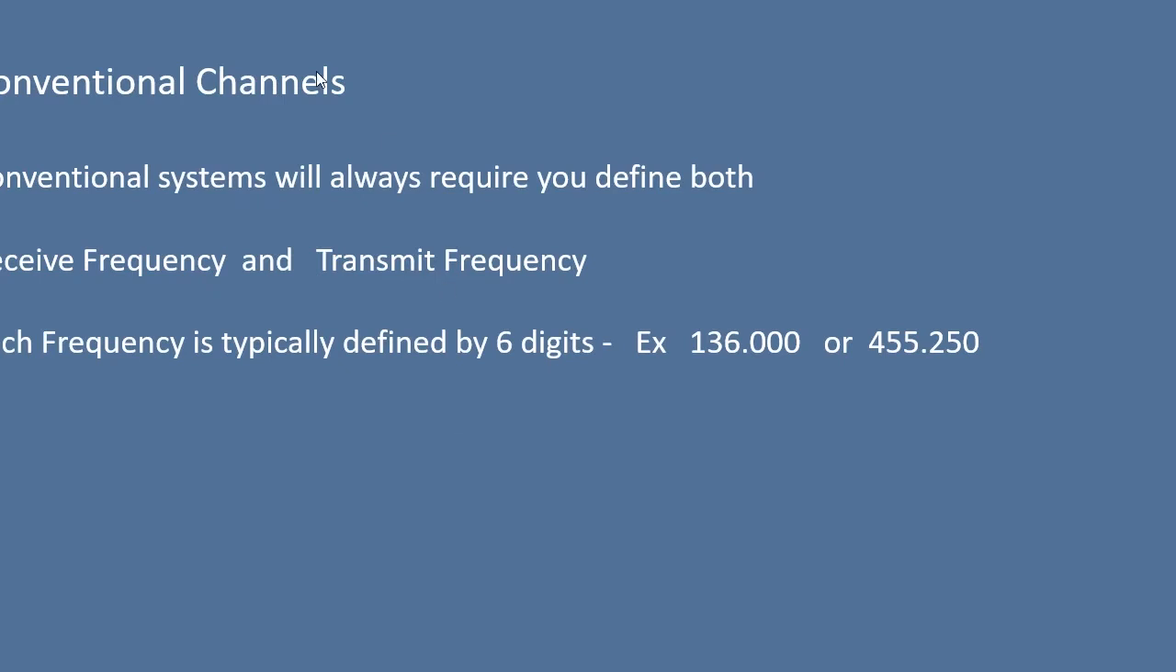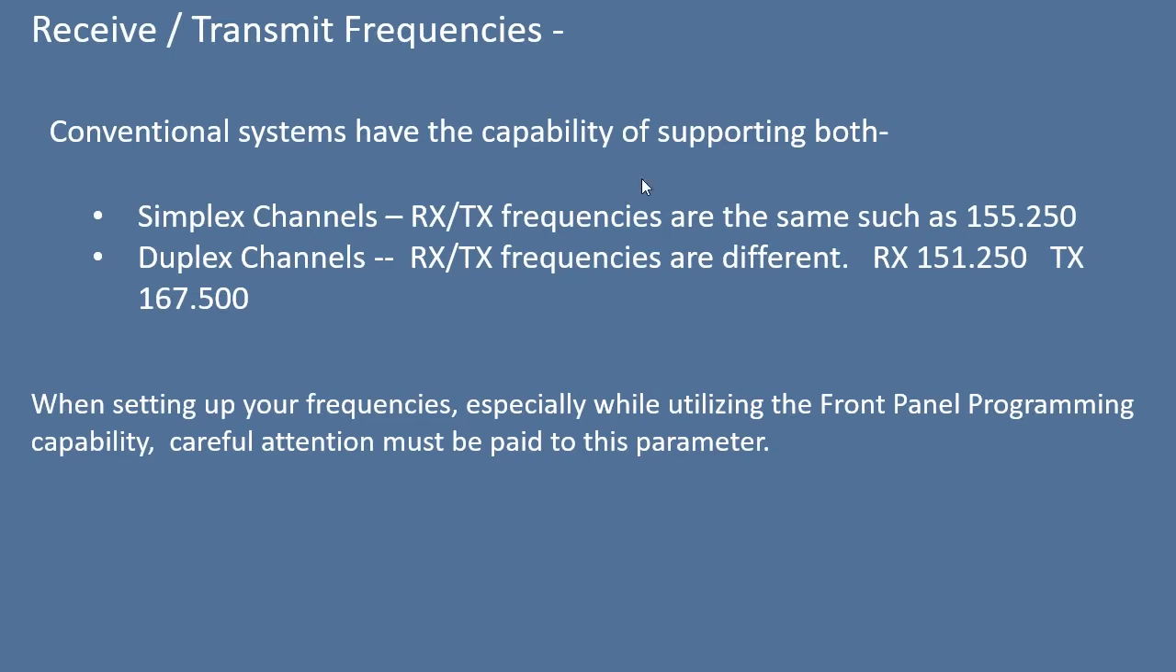So when we're setting up our channels, we're setting up our conventional channels as we've discussed earlier. Conventional systems always require you to define a receive frequency and a transmit frequency for your channel. Each frequency is typically 6 digits. So 1, 2, 3, 4, 5, 6, and we're going to do that twice. We're entering 12 numbers. It's very easy to transpose a digit, so be careful when we're building our frequencies and double check things. This is one of the common errors that we see, is one of these numbers gets transposed and the radio is not working on that channel. This is going to be one of those things you're going to look for. Okay, receive and transmit frequencies.